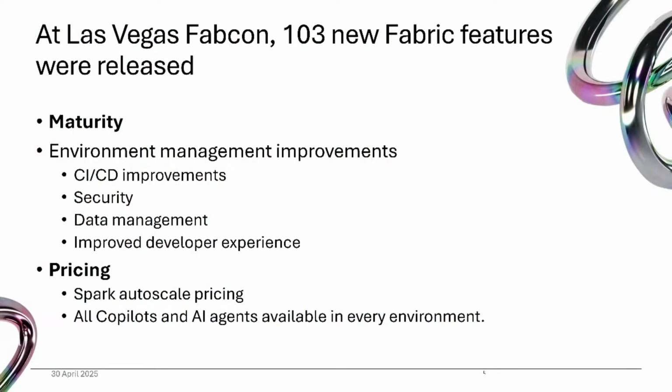So this time in Las Vegas, there were 103 new Fabric features. Quite a lot of things, but maybe not that many shiny things, at least compared to previous times. To sum it up, overall, this time it was more focused on maturity, slowly maturing the platform for those enterprise applications. And then there were also some things with pricing. But let's take a deep dive.